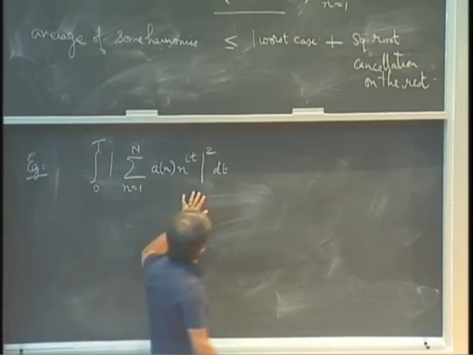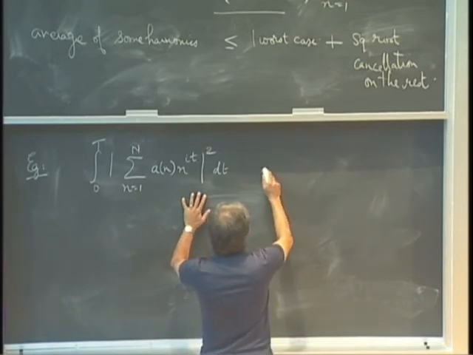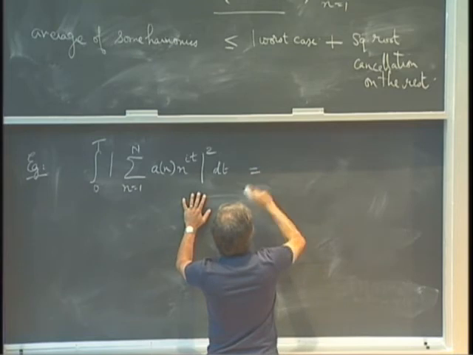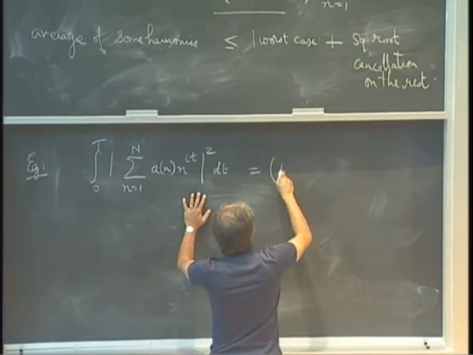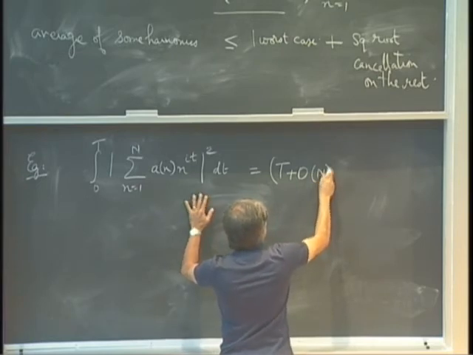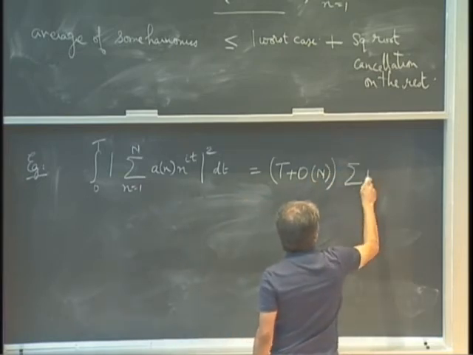So here, the kind of inequality that you would like to prove, or even you can try to prove it as an asymptotic formula, is a result which would say that this is like T plus big O of N times the sum of mod a_n squared.